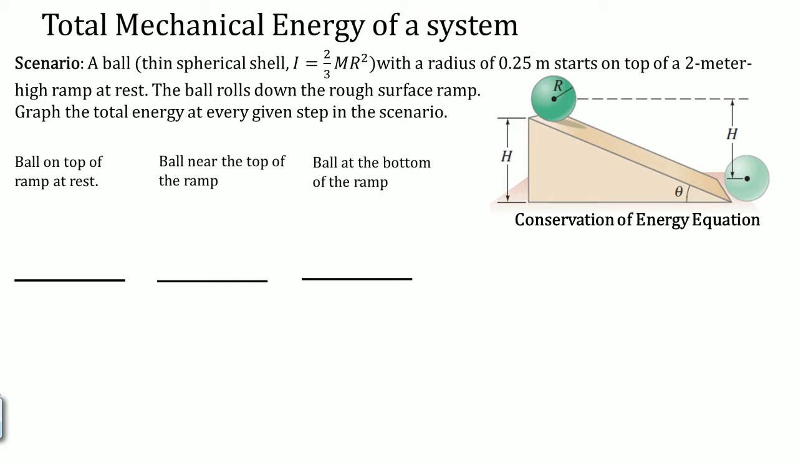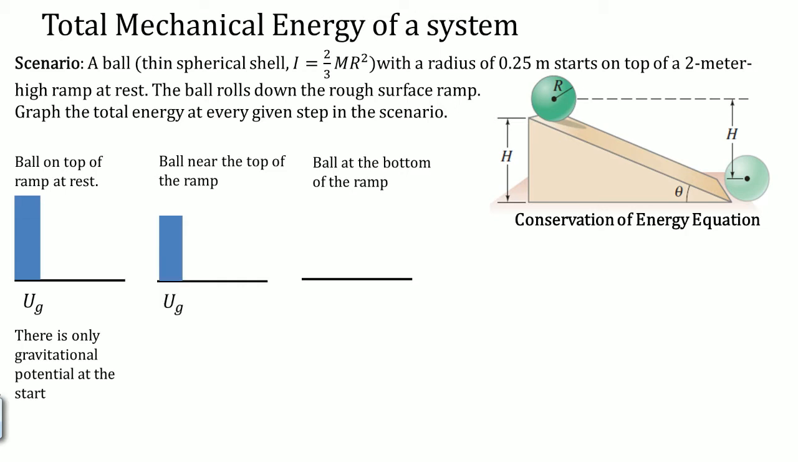So we are going to look at the conservation of energy equation to do this. At the start, with the ball on top of the ramp at rest, it is all gravitational potential energy, which is just mgh. And then when the ball has gone down a little bit, the gravitational potential energy is less, but what is gained is the K_T, which is the translational kinetic energy, and a little bit of rotational kinetic energy.